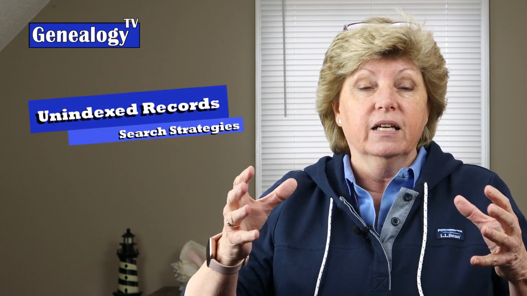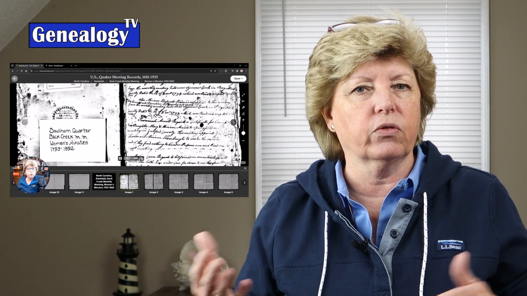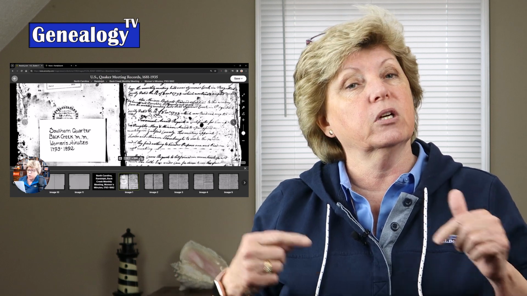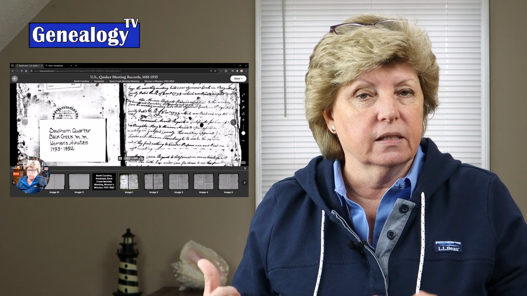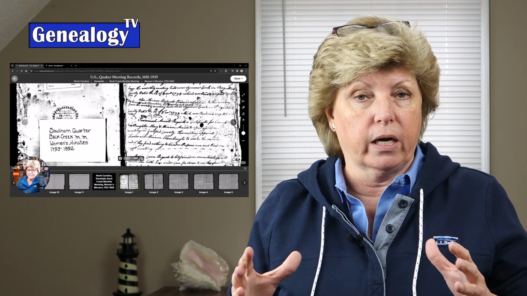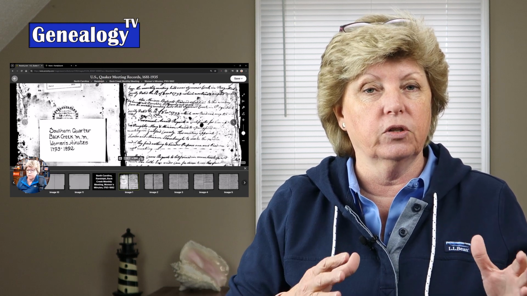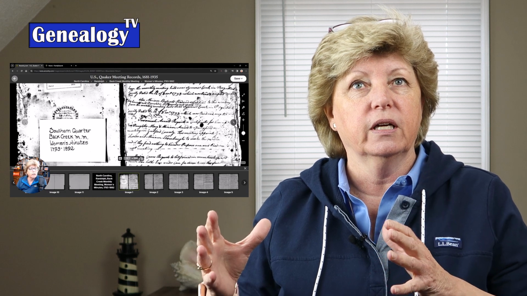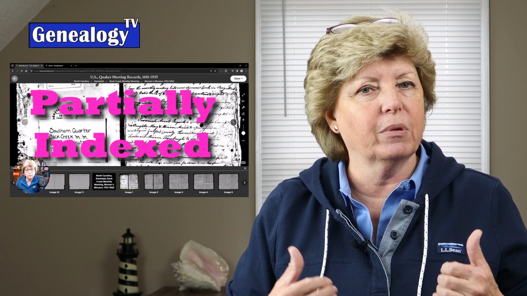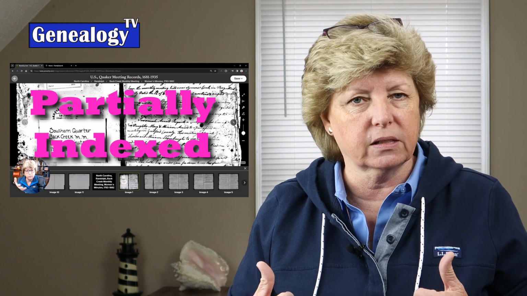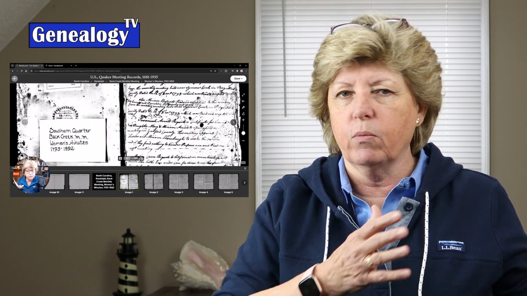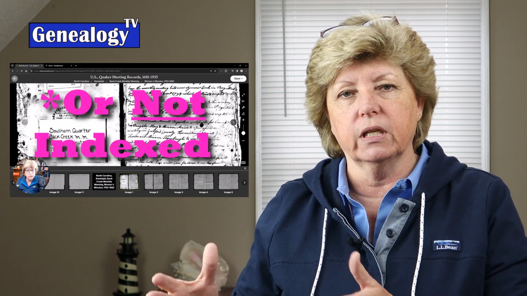And then you can search these records. Now, they're not hard to search. You just have to employ some strategies, and I'm going to go through how to do that. What I'm going to be demonstrating in this clip is a Quaker record, and just so you know, this also is a partially indexed record, but my ancestor was not indexed. So the strategy is the same, whether they're partially indexed or fully indexed.